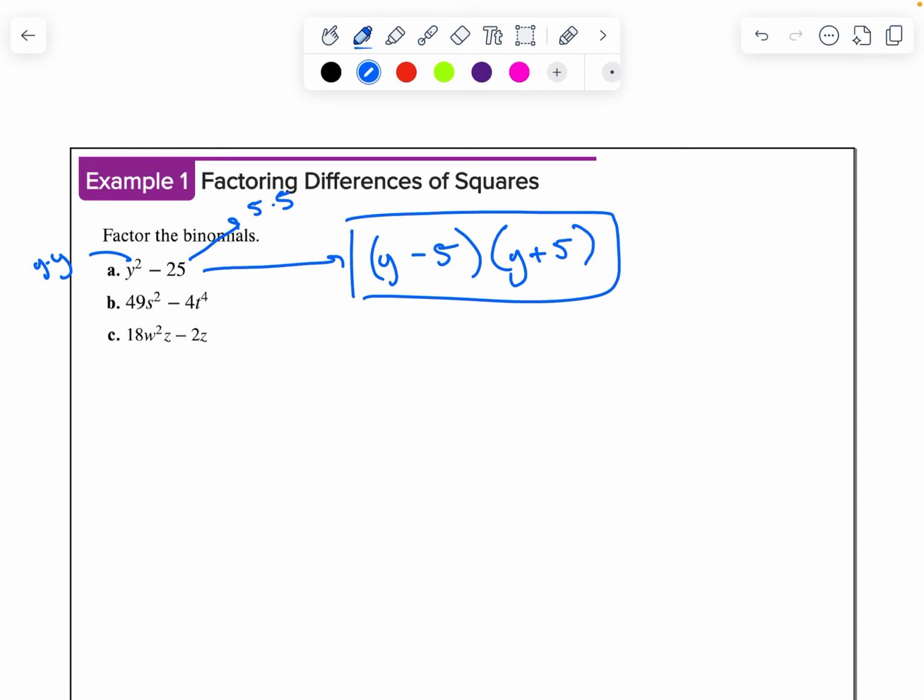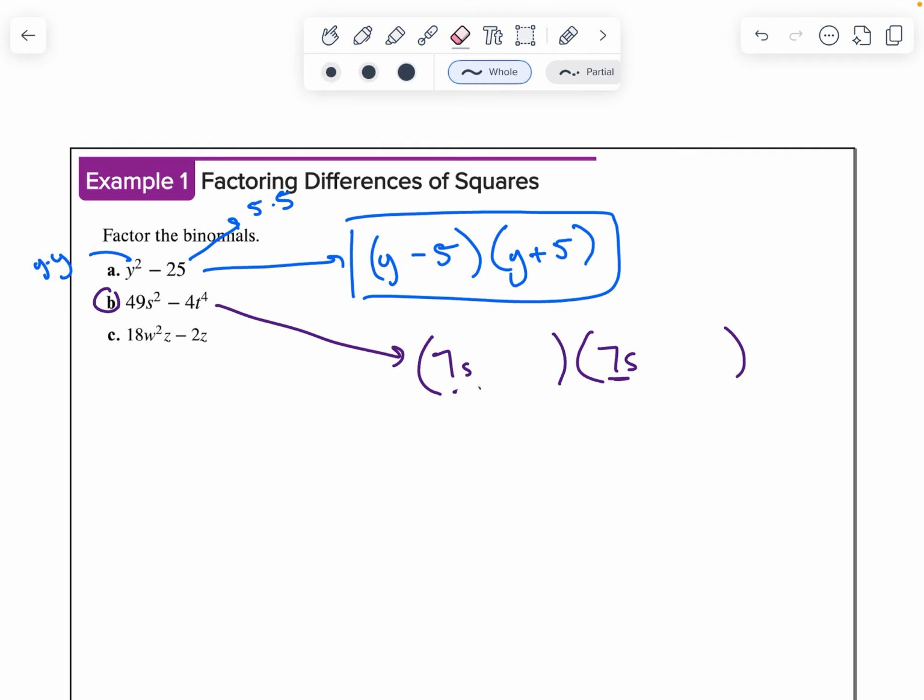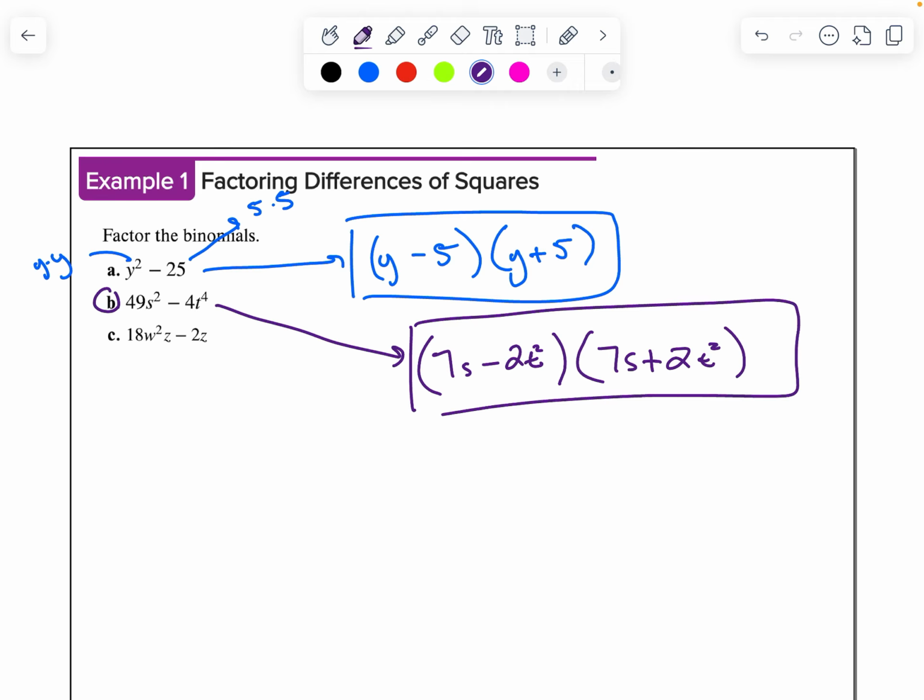All right, let's try another here. Let's try B. 49s squared minus 4t to the fourth. I'm thinking, what number is going to go in the first blank here? I need two of the same thing that multiply to 49s squared. Well, 7 times 7 is 49, and s times s is s squared. And now, remember, one will have a minus and one will have a plus. What two things will multiply to give you 4t to the fourth? Well, 2 times 2 is 4. T squared and t squared will give you t to the fourth. So that is the factored form of that difference of squares.